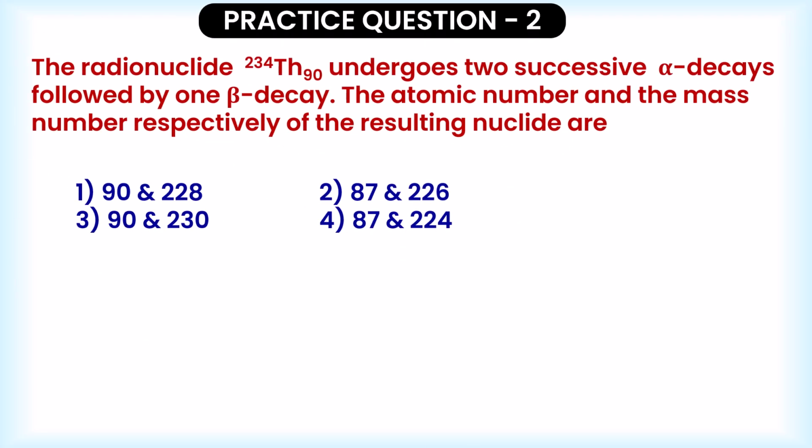And this is the second one. The radionuclide thorium-234 with atomic number 90 undergoes 2 successive alpha decays followed by 1 beta decay. The atomic number and mass number respectively of the resulting nuclide are, again 4 options are given. You have to choose the correct one.